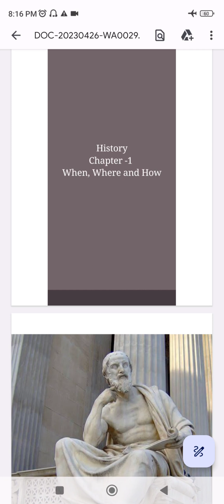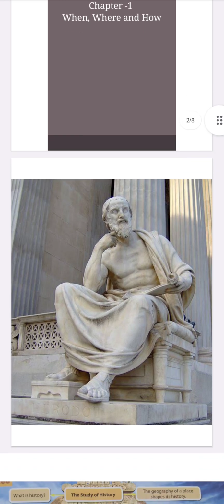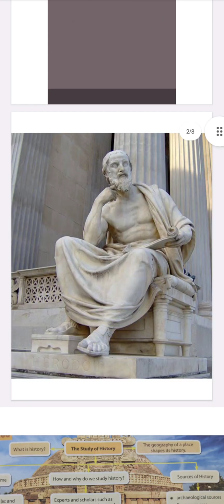Student, now we are discussing chapter number 1 in history, when, where and how. Student, the famous Greek historian Herodotus is regarded as the father of history. He was the first historian known to collect historical material systematically and arrange it in a well cultured narrative manner. Herodotus' Histories, a celebration of Greek victory over the Persians, was written in the mid 5th century BCE.